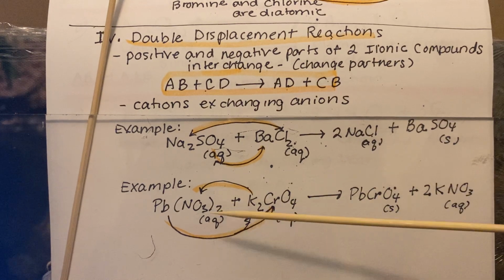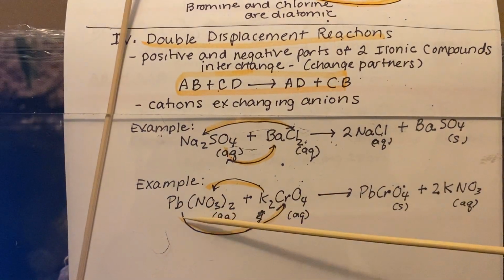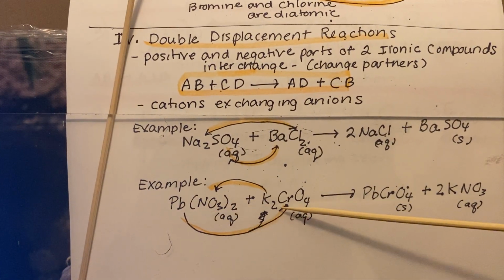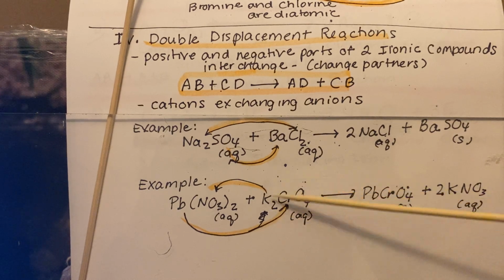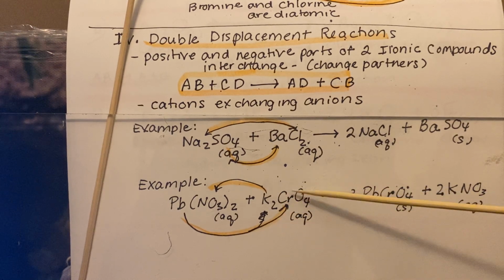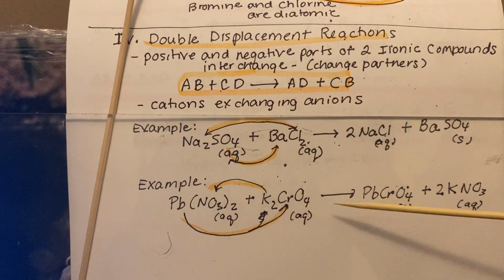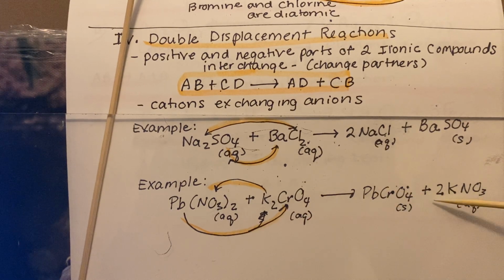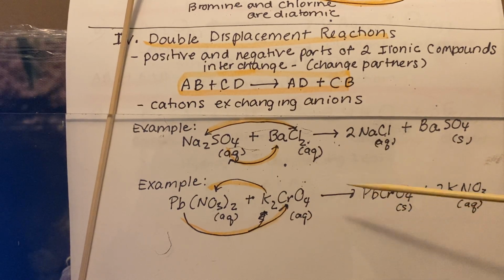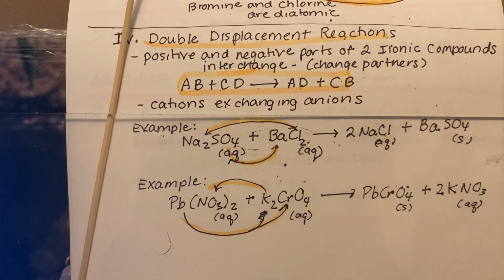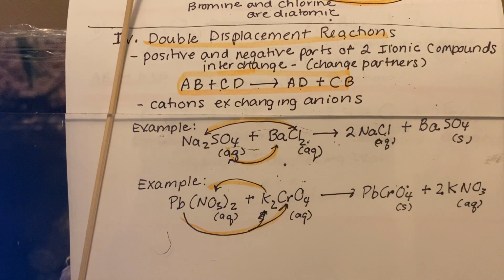Here's another one. This is called double displacement. Here's lead nitrate, and we have potassium. Remember, K is potassium, chromate here. And they're going to change partners and have lead chromate and potassium nitrate. That's how you do the double reactions, the double displacements. I hope you get that.